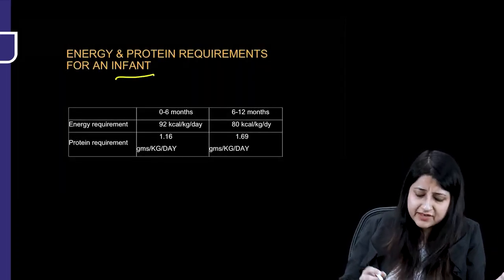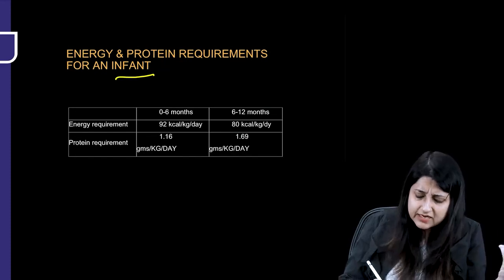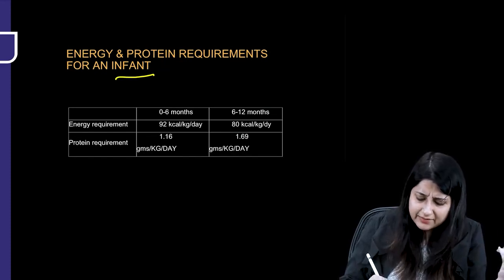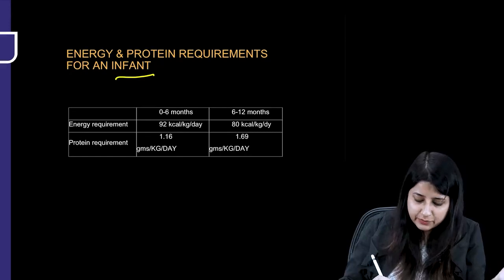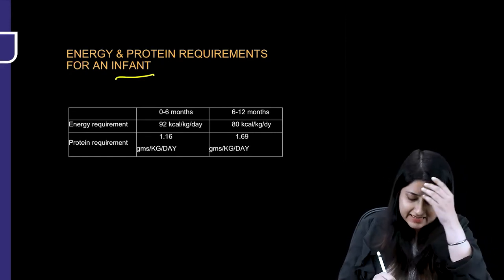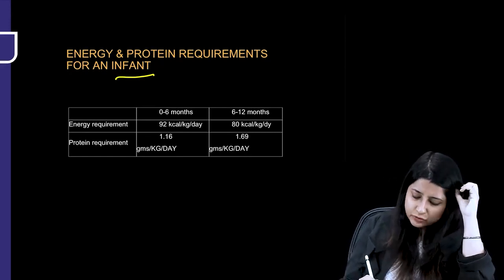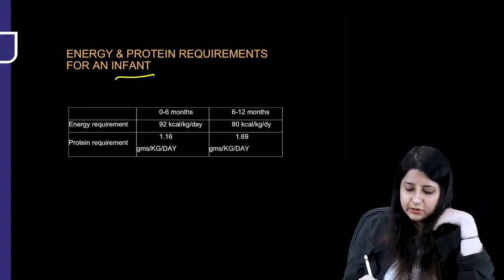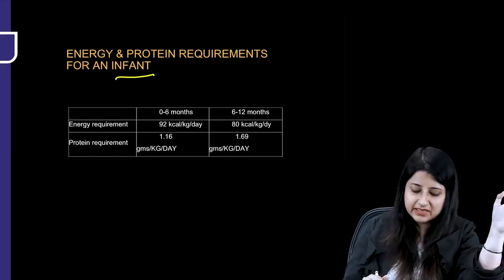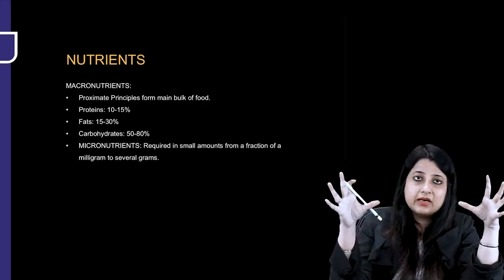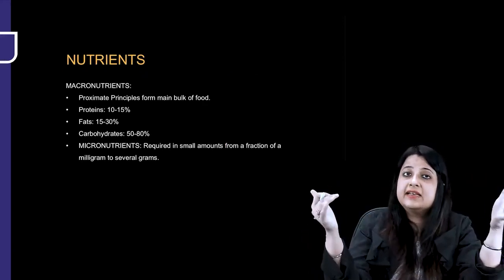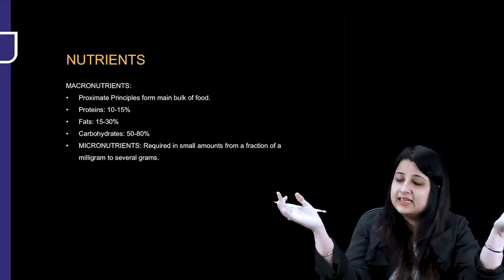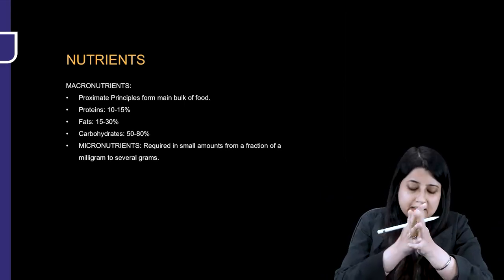What about for an infant? Sometimes it can come. So 0 to 6 months energy requirement is 92 kilocalories per kg per day. Protein is 1.16 grams per kg per day. 6 to 12 months 80 kilocalories per kg per day and 1.69 grams per kg per day. More important than infants is the energy requirement in pregnancy, lactation. Okay. Now let us come to nutrients.